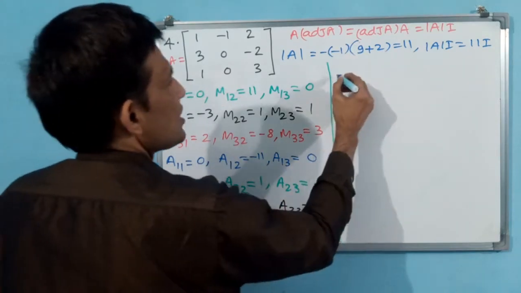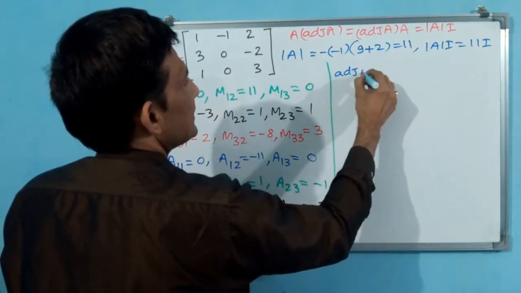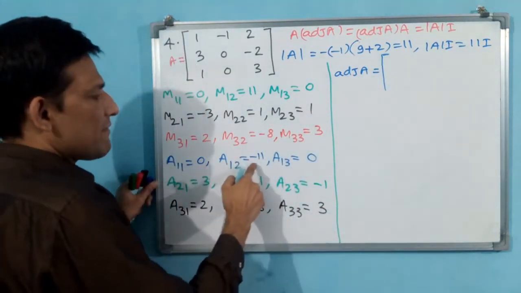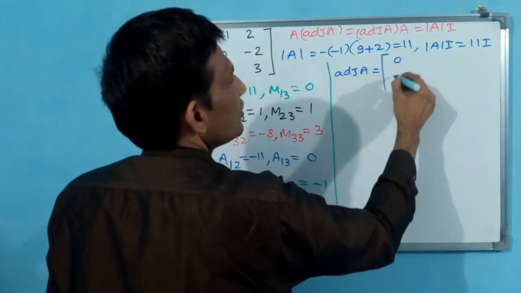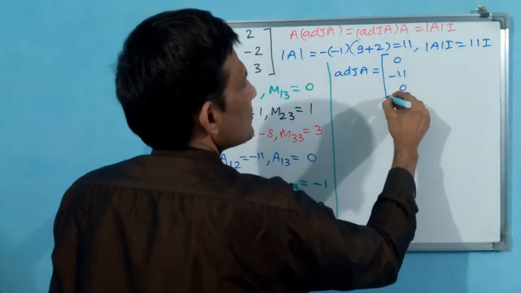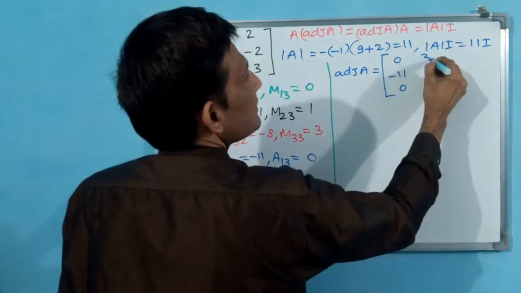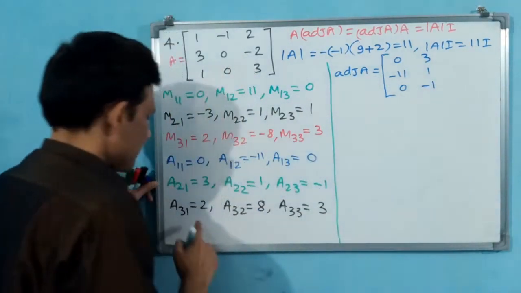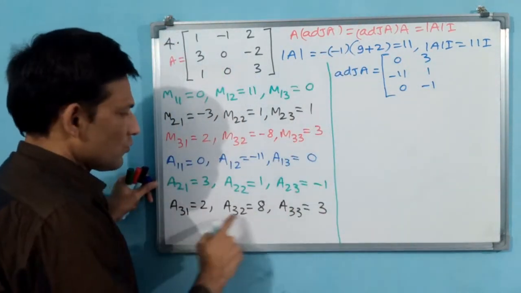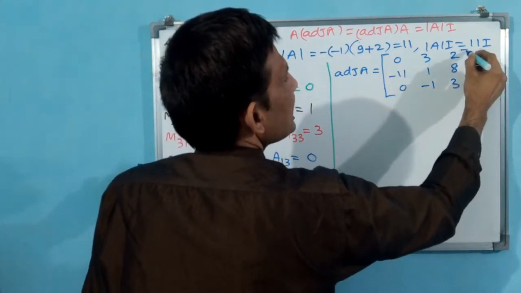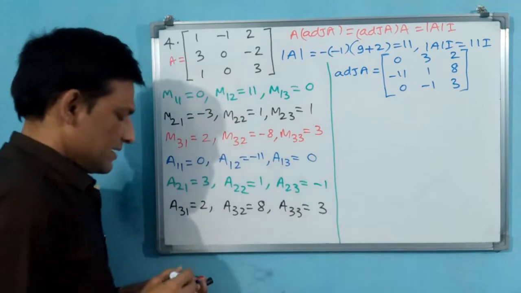First you find adjoint. Adjoint A is equal to, okay, see, 0, 11, minus 11, 0. 0, minus 11, 0. Okay. 3, 1, minus 1. 3, 1, minus 1. Third row is going to become third column. 2, 8, 3. 2, 8, 3. Okay. This is adjoint.